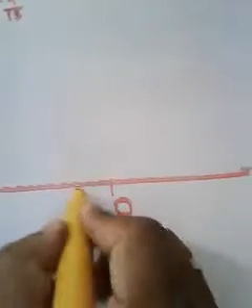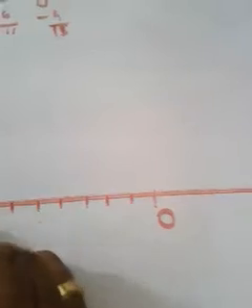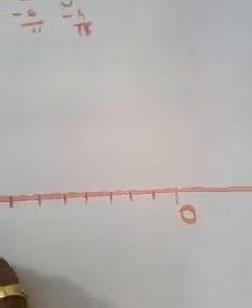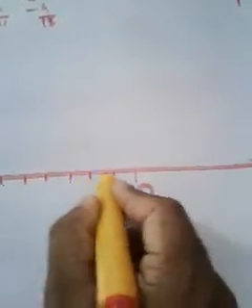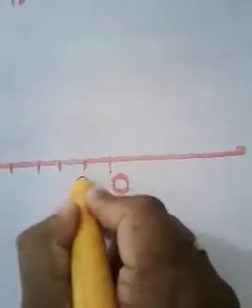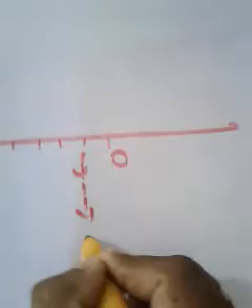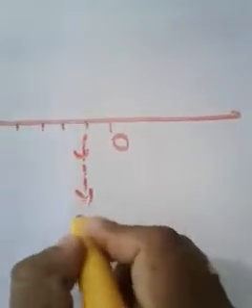Okay, how can we write properly? Let me show that once. 0, minus 1. Then 11 equal divisions. See, 1, 2, 3, 4, 5, 6, 7, 8, 9, 10, 11. Then 1, 2, 3, 4, 5, 6, 7, 8, 9, 10, 11 divisions. You can represent it by dotted lines. Then it will be very nice to see.